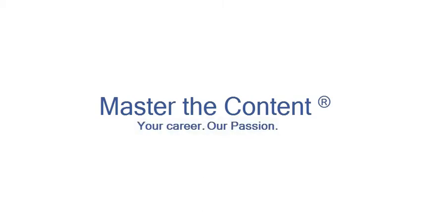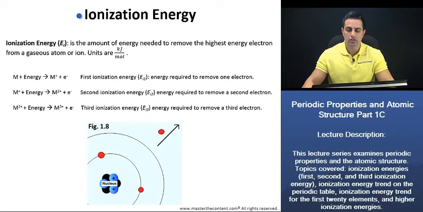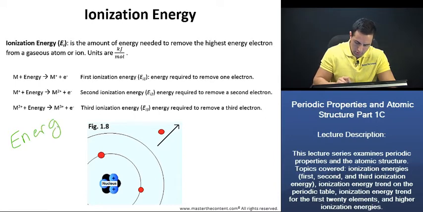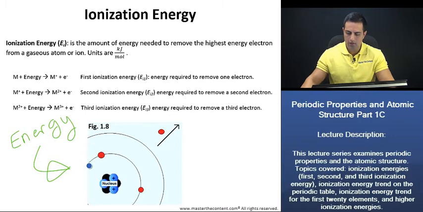Your career, our passion. Ionization energy. Let's begin by taking a look down here at figure 1.8. Now, if we add energy to an atom, as we see here, then we can make an electron jump to a higher energy level, right? We can get an electron to jump to a higher energy level.